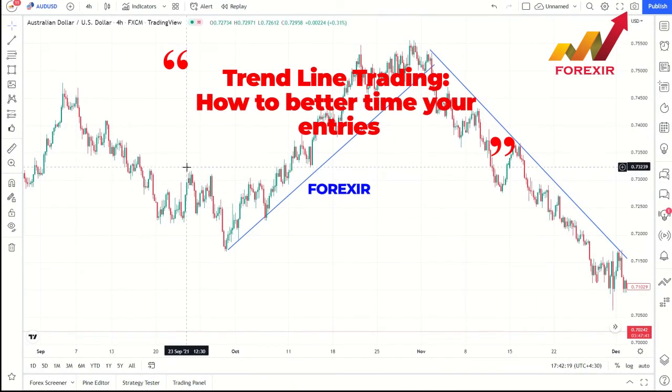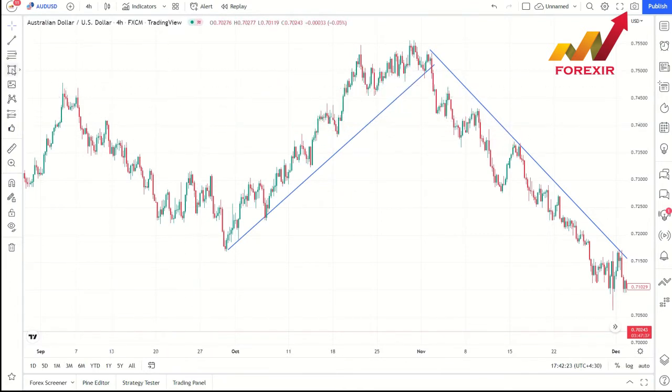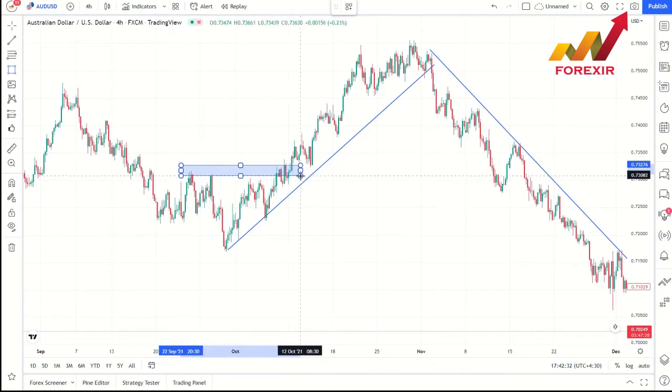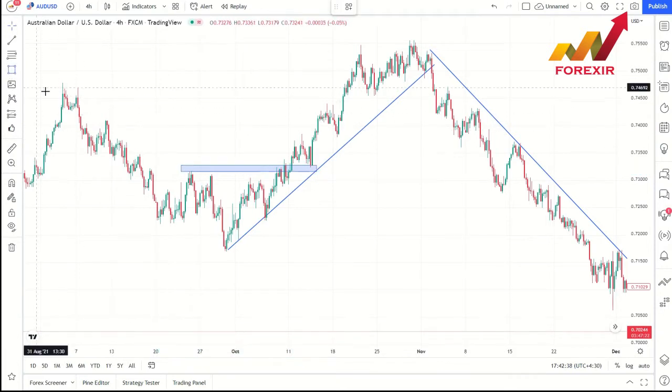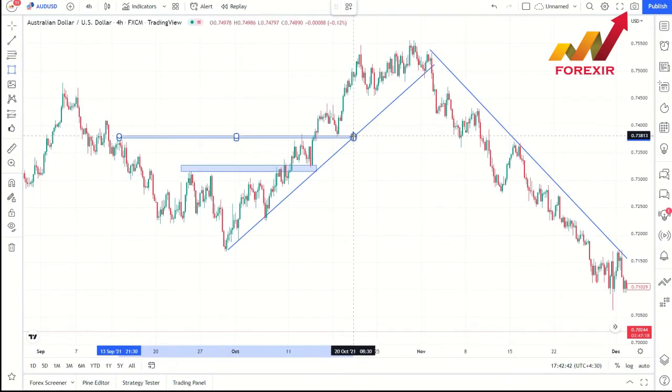If you want to find good trading opportunities, then you must trade near the trend line. This allows you to have a tighter stop loss on your trades, which improves your risk to reward. But that's not all. Because if you combine trend line with support and resistance, that's where you find the best trading opportunities.